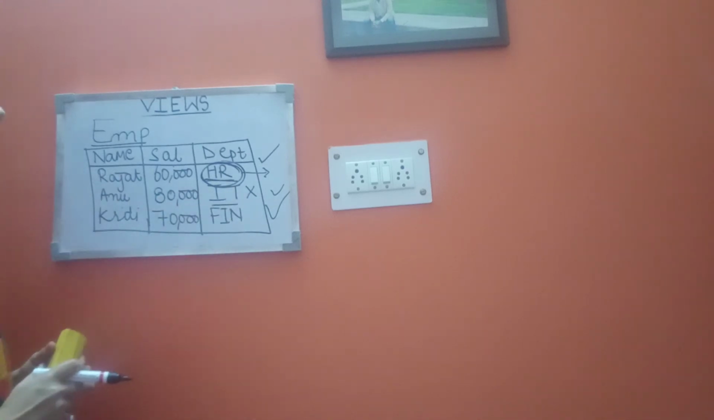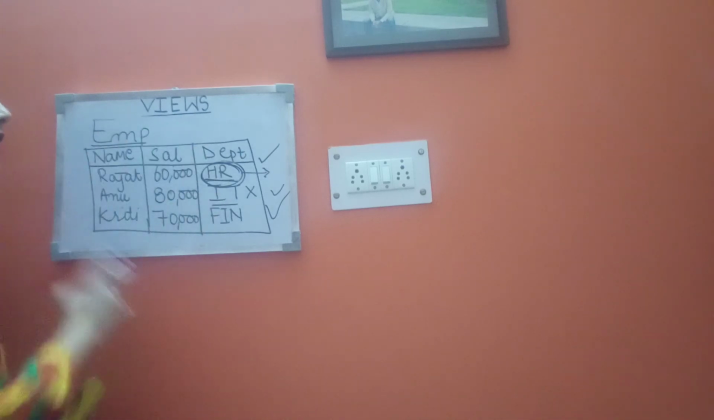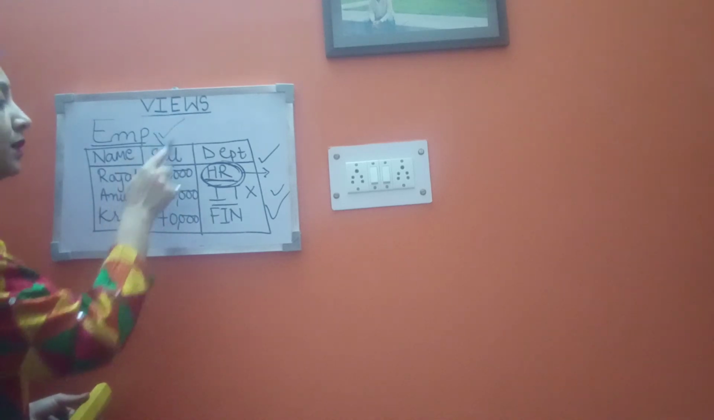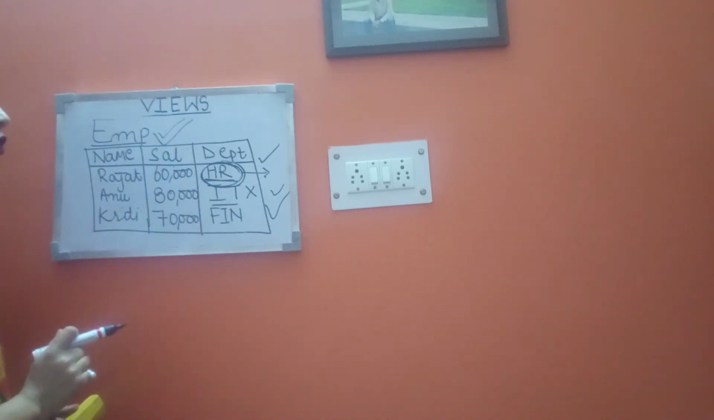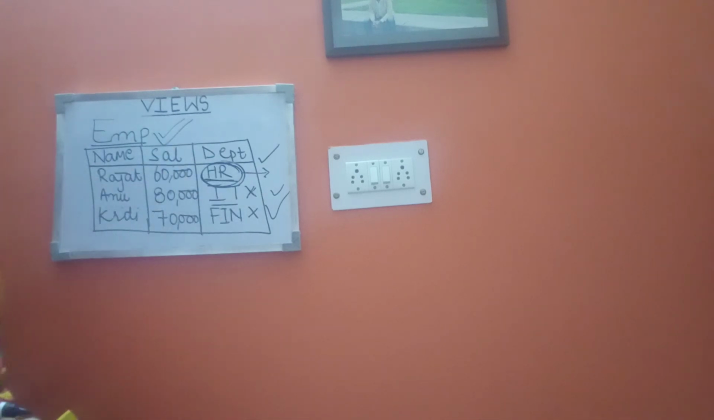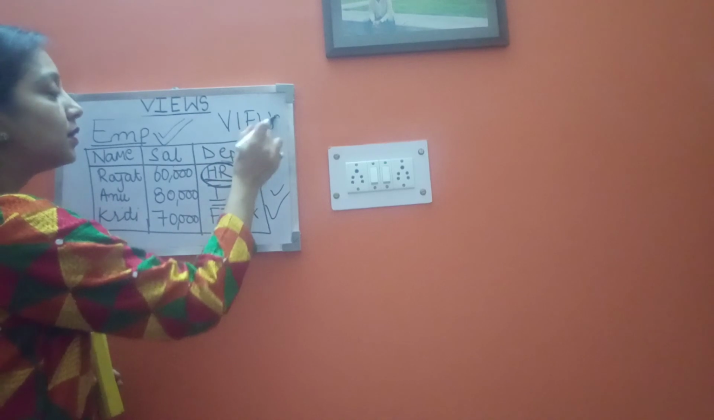But as you know, when I give the grant permission, I give it on the entire table. So if I am giving the grant permission on the entire employee table, in that case I will not be able to hide the IT and finance information from the HR user. So what is the solution to this? The best solution to this is to create views, right?